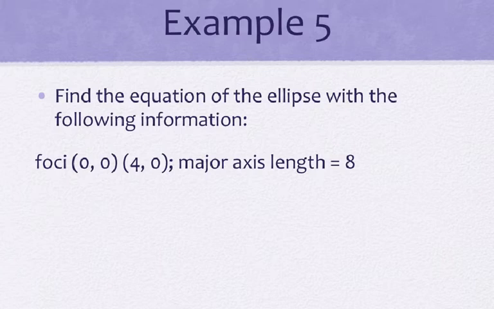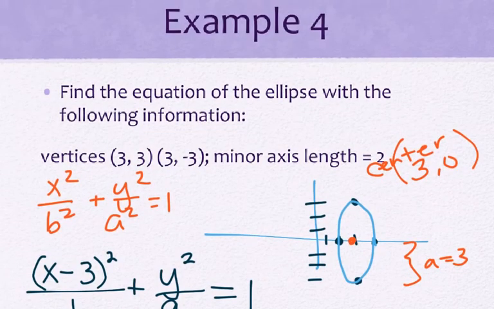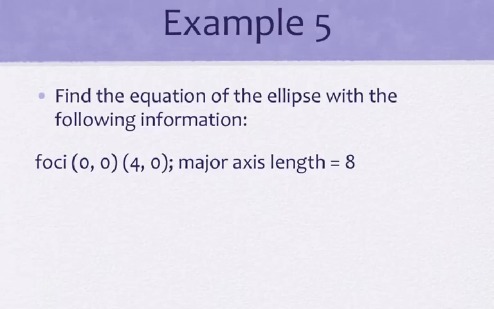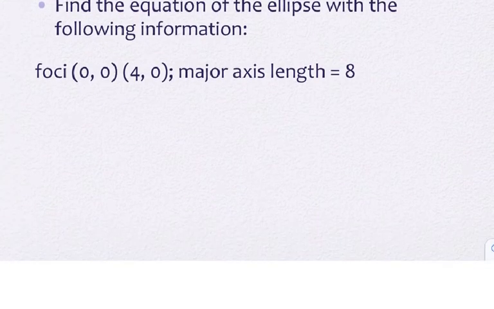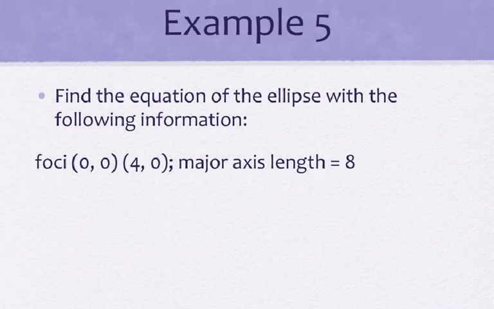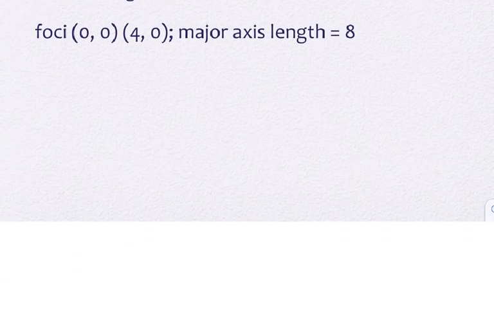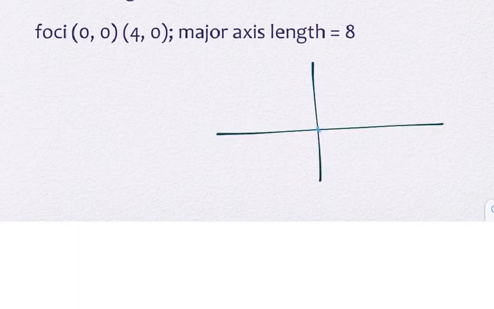So I know my center is 2, 0. And I know it's along the x-axis, so the a is going under the x. I already know a is 4, so a squared has to subtract the 2, so x minus 2 squared would go over 4 squared, which is 16. The y squared is going to stay the same because the y coordinate is 0.